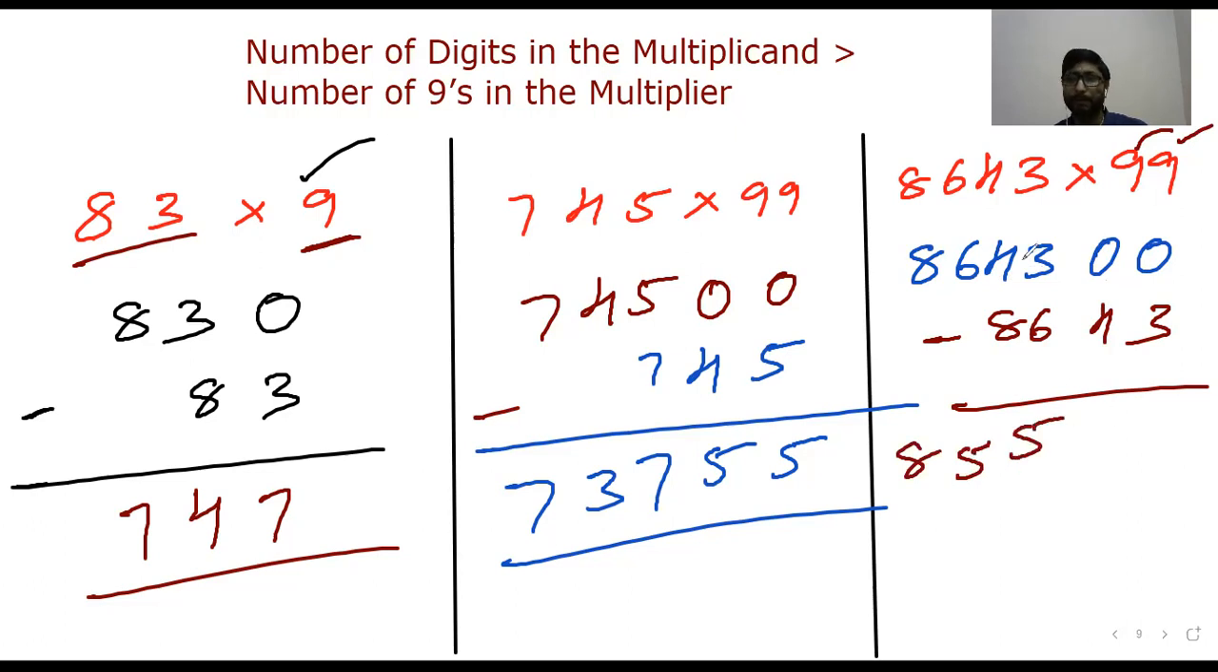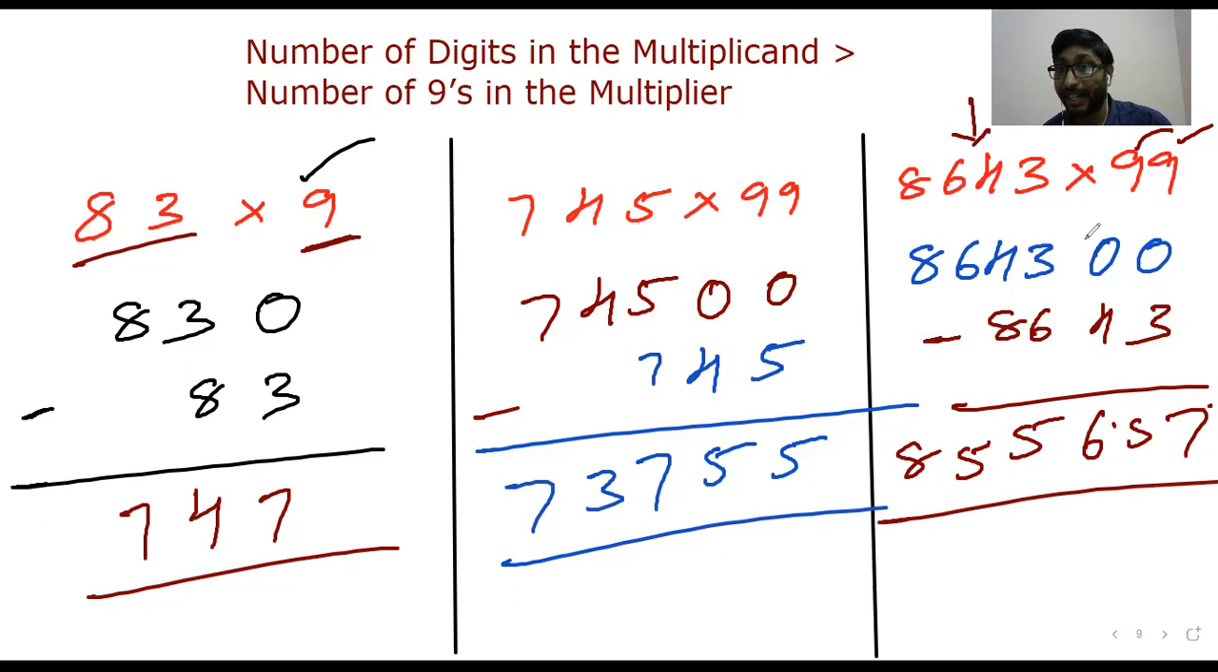855657. Okay, 855657. Very simple. Write down the multiplicand as it is. Write down the number of zeros equal to the number of nines. 1, 2, and I wrote it. Subtract the multiplicand from the answer. That's it.